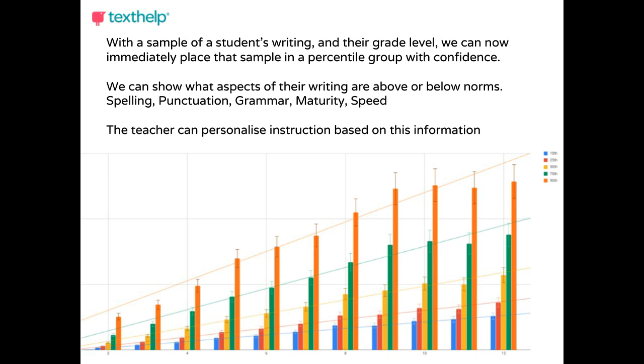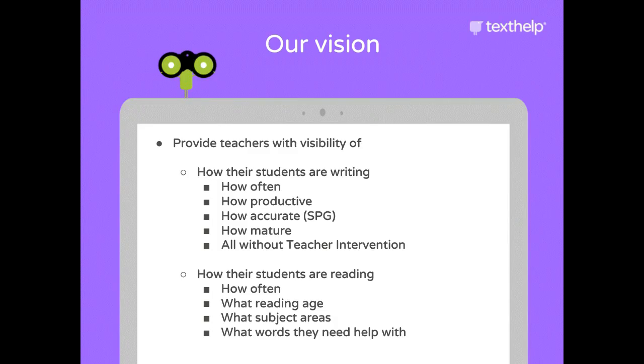So what we're trying to get to with all of this is, it's a little bit down the line, but we want to provide teachers with visibility of some of this without teachers having to do anything. So if a kid has got Raiku installed, our vision is that if that's been deployed at your district, a teacher will be able to see all about their students' writing: how often they write, how many minutes per day they spend writing, how productive they are, so how many words per minute, or per hour, or per day they write, how accurate their writing is, getting back to the mechanics of spelling, punctuation, and grammar, and the maturity of their writing. And we believe we can do all of this without teacher intervention.